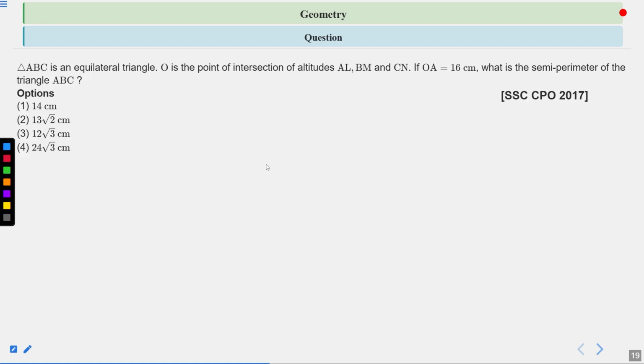Triangle ABC is an equilateral triangle. O is the point of intersection of altitudes AL, BM and CN. If OA equals 16 centimeters, what is the semi-perimeter of the triangle ABC? And this question was asked in the SSC CPO exam in 2017. So there are four options. First one is 14 centimeters. Second is 13 root 2 centimeters. Third one is 12 root 3 centimeters. And fourth one is 24 root 3 centimeters. Now you have 10 seconds to analyze the question. Your time starts now.